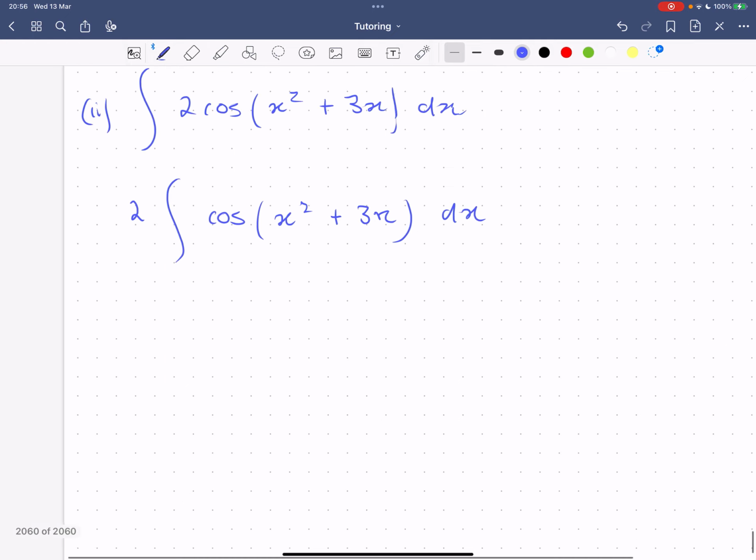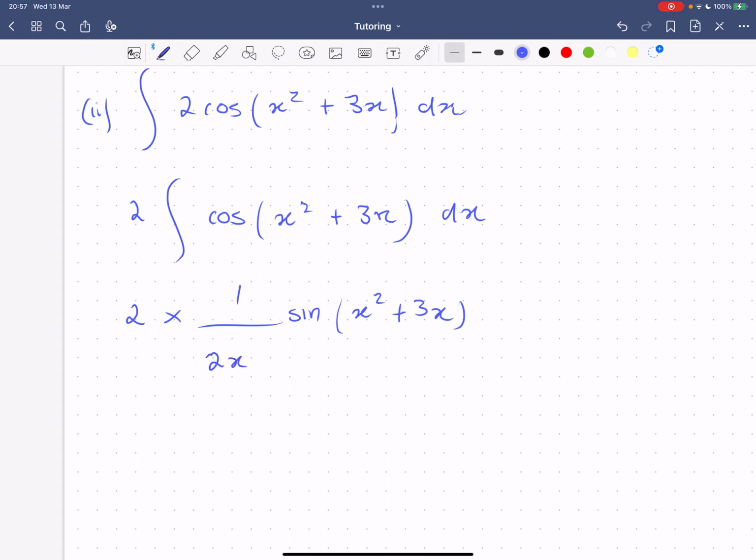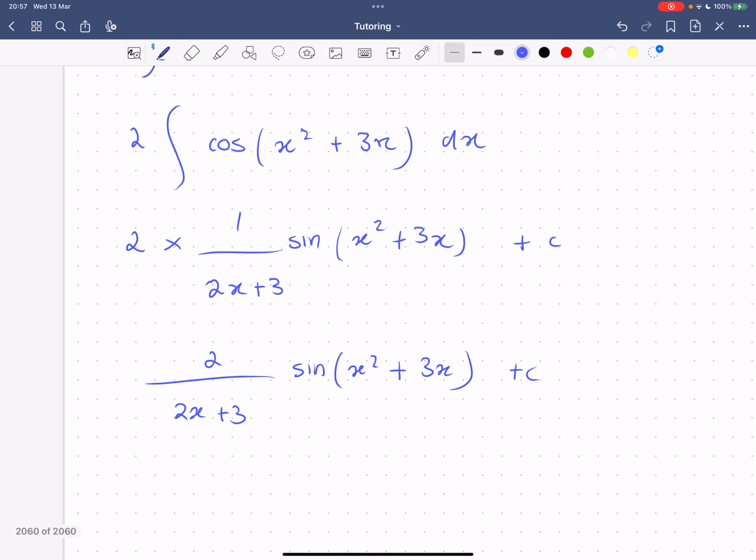And of course, when I integrate cos, I get positive sine. And it's 1 over the differentiation of the brackets, 2x plus 3. And of course, plus c. So the answer is 2 on (2x plus 3) times sine of (x squared plus 3x) plus c. Now, if you don't believe me, differentiate that and you'll get back to where we started.